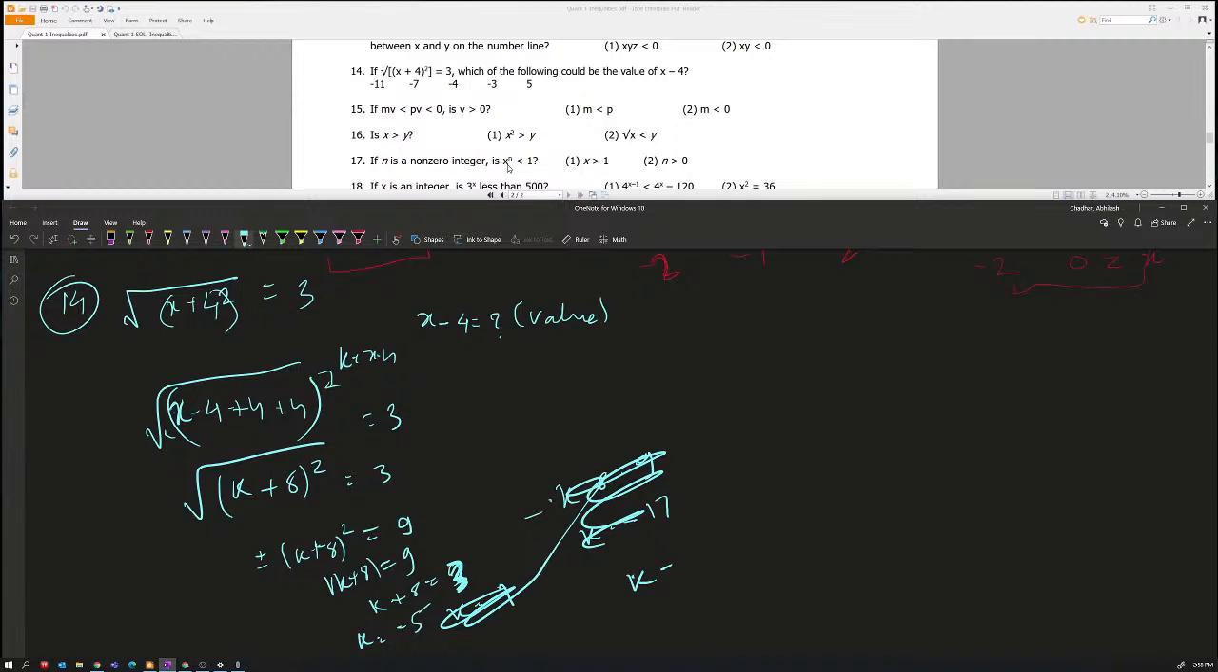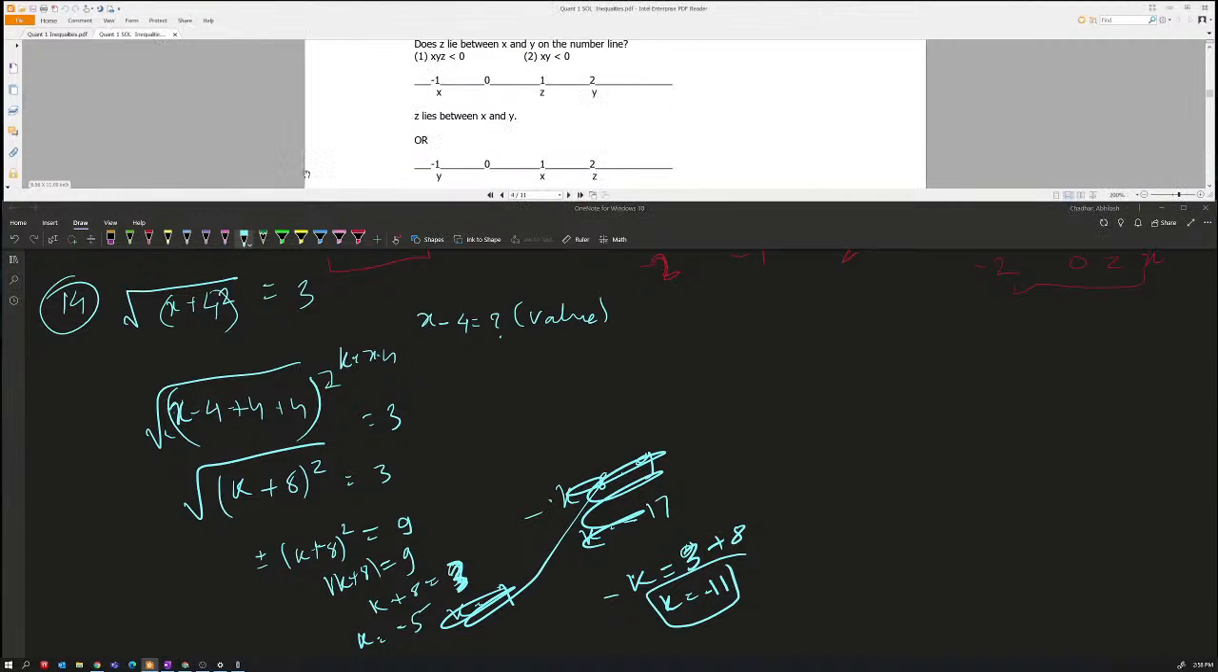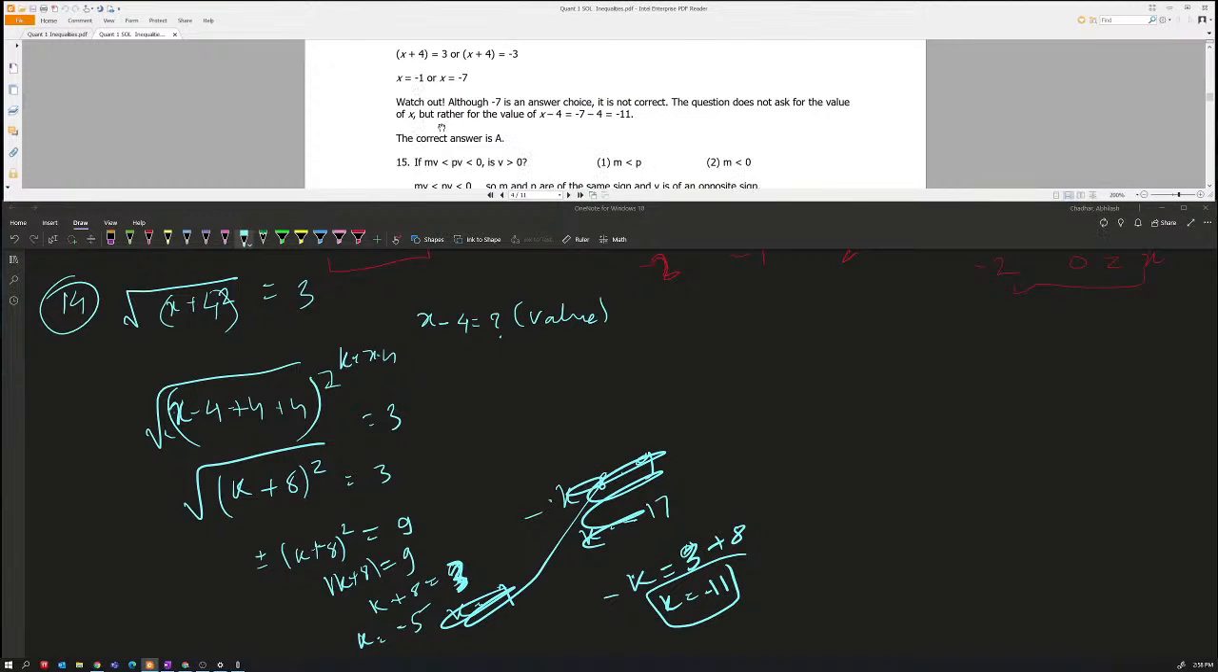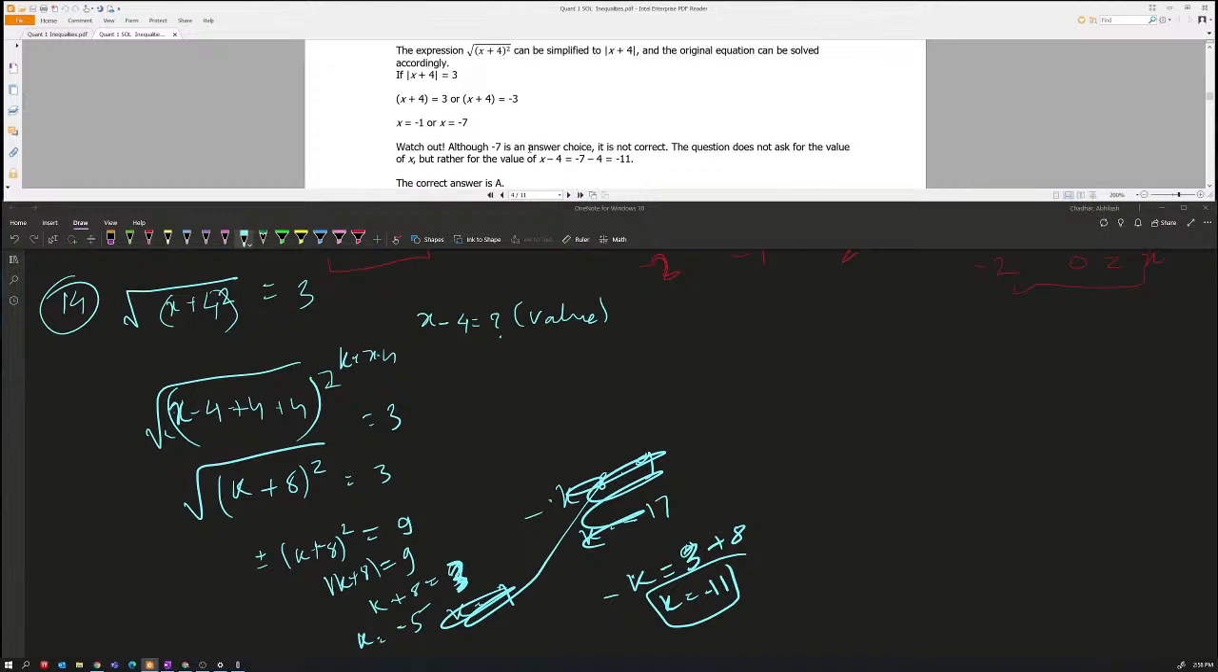Or minus k minus 8 equals 3, so this becomes 3 plus 8. So k is equal to minus 11, which is answer A. This is just a simple question. The correct answer is A.